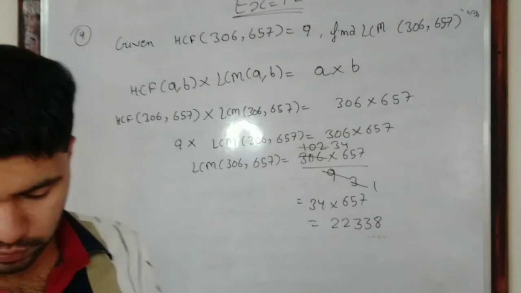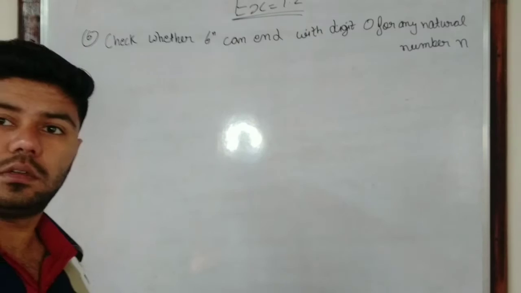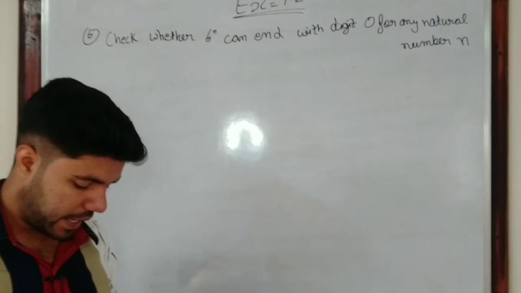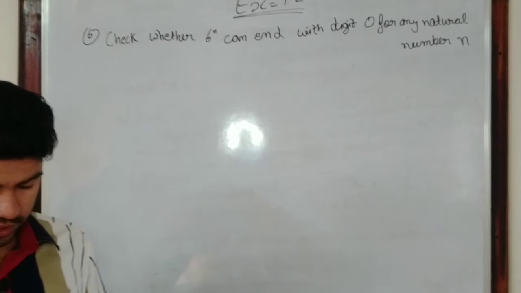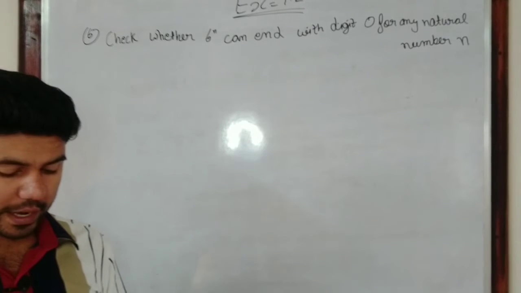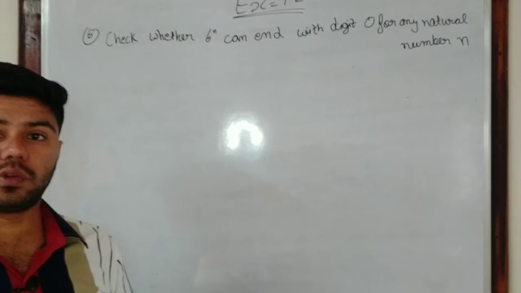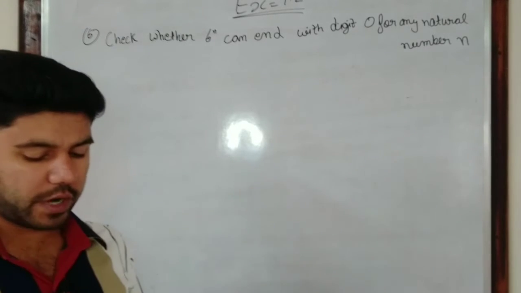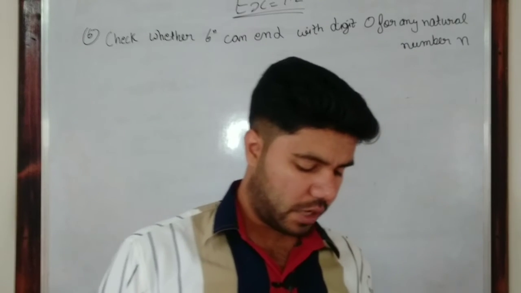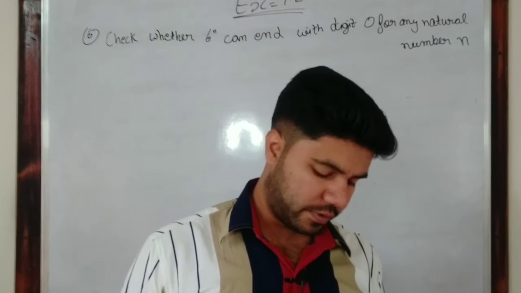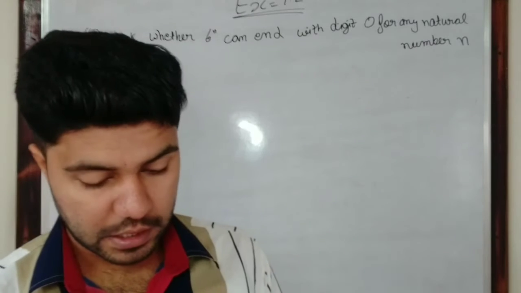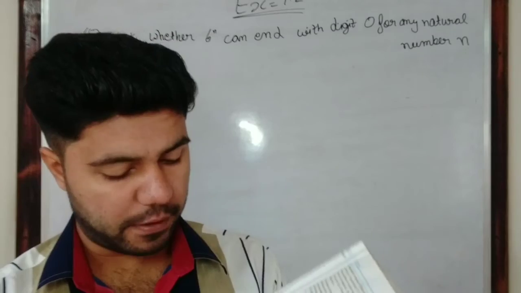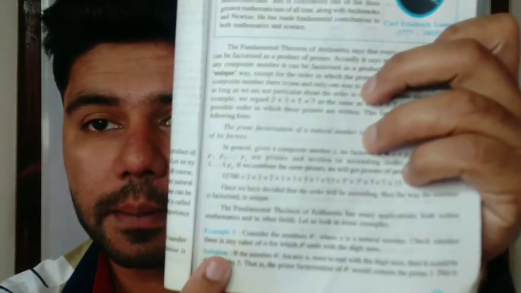Next, move on to the fifth question of this exercise. Okay students, here is our next question, question number 5. Check whether 6 raised to the power n can end with digit 0 for any natural number n. If you have an NCERT textbook with you or any PDF file, the question is the same as the question given in example number 5.